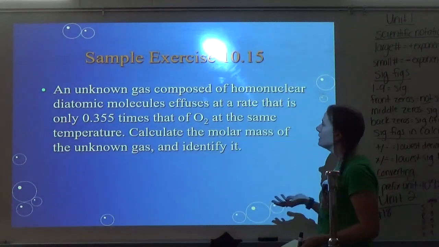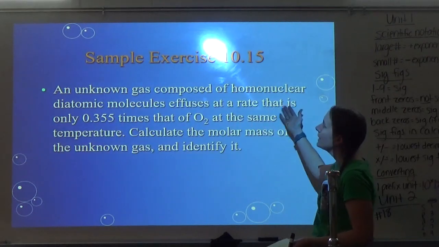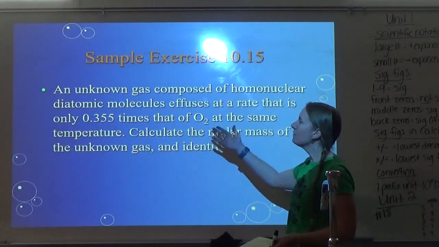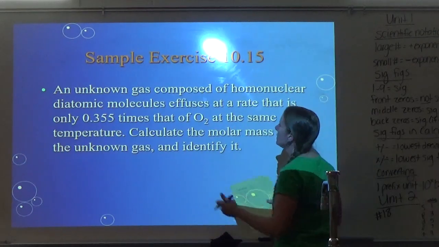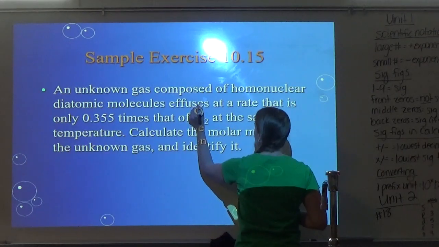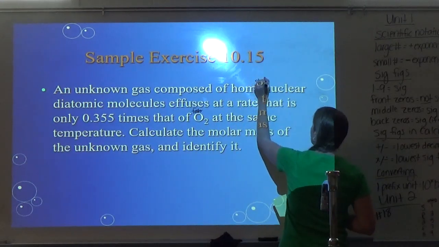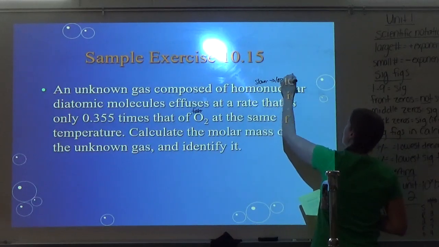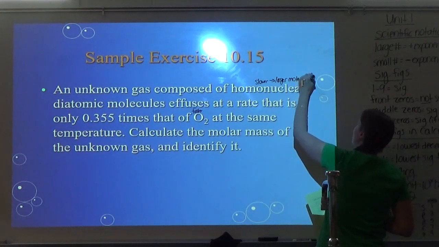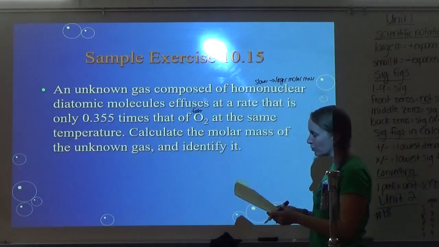Okay, so y'all, this is important. It says that it effuses at a rate that is 0.355 times that of O2. That means O2 is faster, and this homonuclear gas is slower. So that means this one is going to have the larger molar mass. So that at least kind of narrows it down for me. This one has to have a larger molar mass.